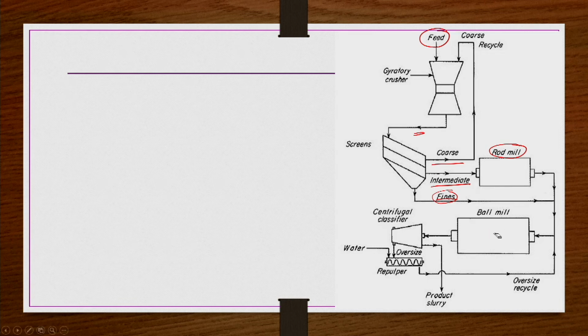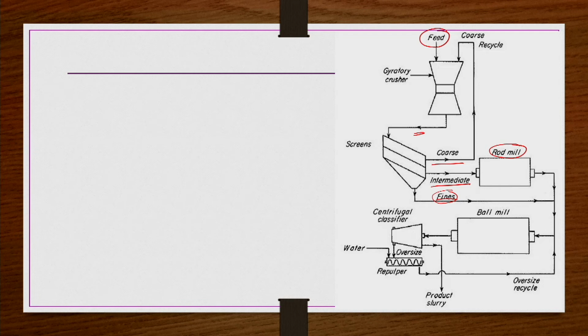From the ball mill, you can do a separation where oversized and undersized particles are separated. Oversized particles may be sent back to the ball mill again for further reduction. Undersized material can be taken as a product, as a slurry. So, this is how a general closed circuit operation takes place.